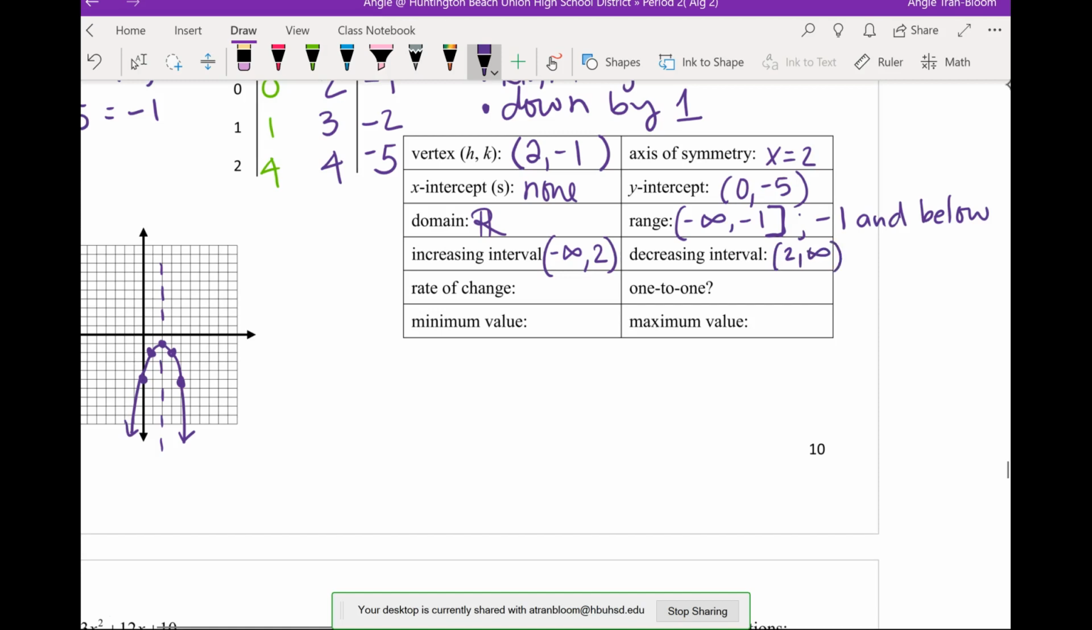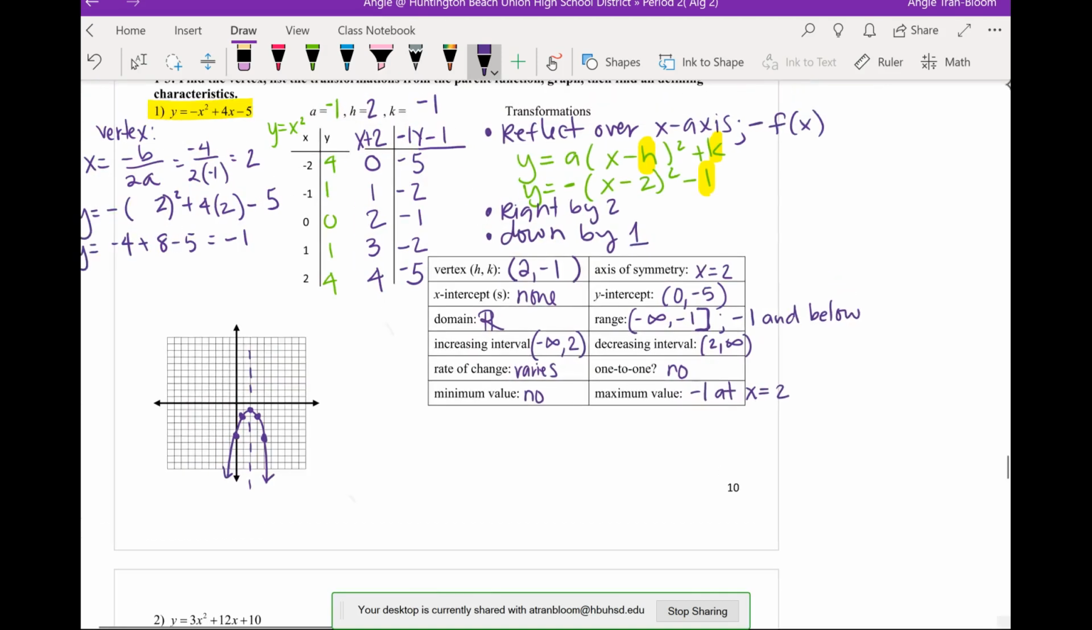Rate of change. This one, because it's not a line or an absolute value, the rate of change you're going to learn later in higher math classes, it varies. Okay. Is it a one-to-one function? No. Do we have a minimum value? No. We have a maximum value. Maximum value is -1 at what location? X equals 2.